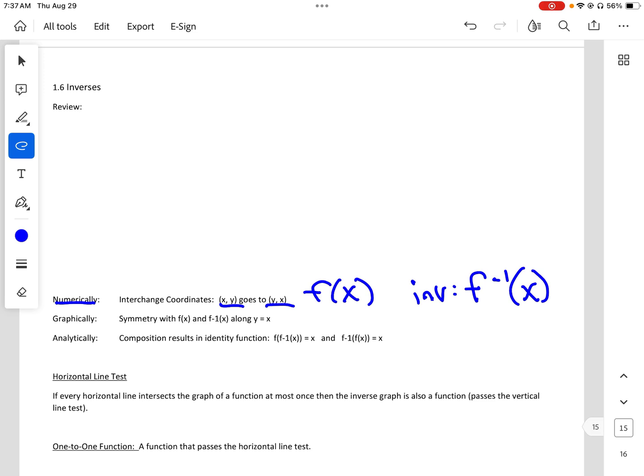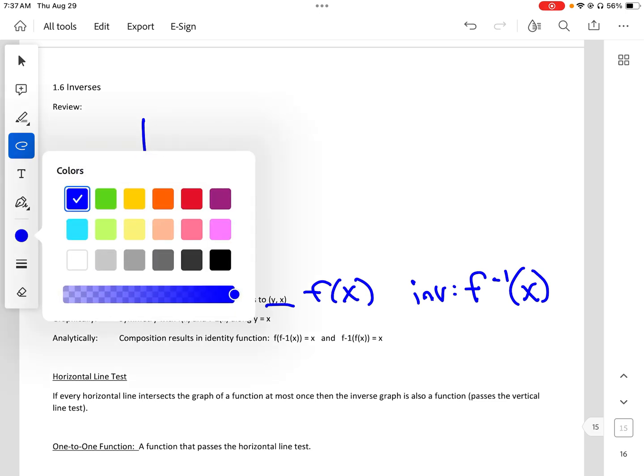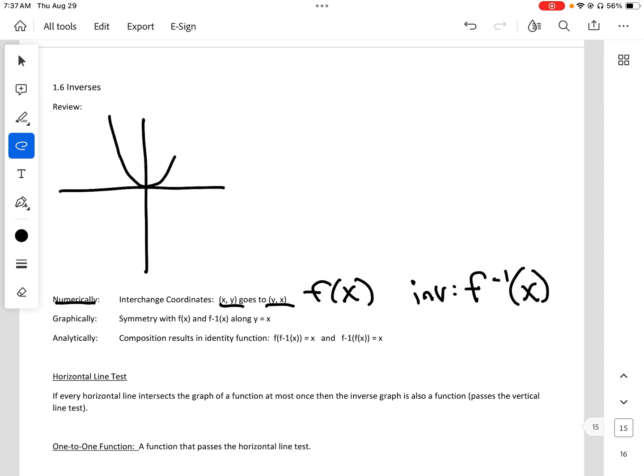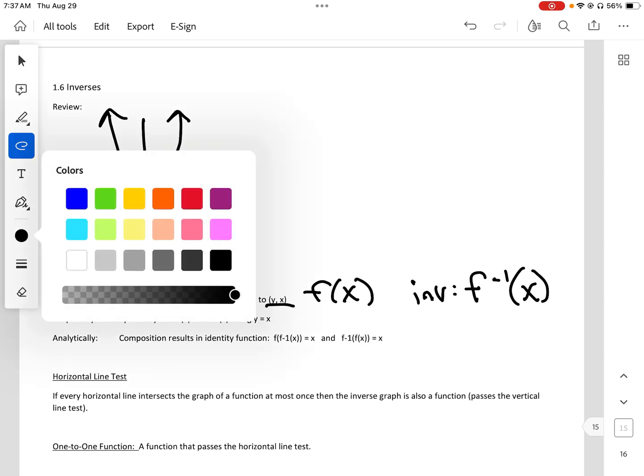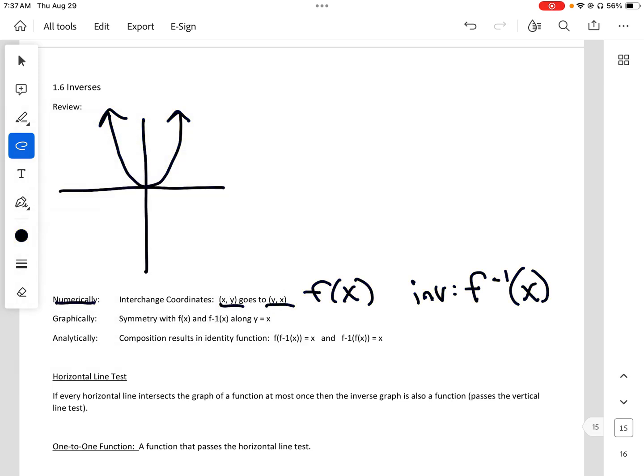Whenever you have a graph, so let's say here's your coordinate grid. If this is your function, I guess it changes all of it. I was trying to change it separately. Then whenever we do the inverse, it's going to exchange the x for the y. Let's say f of x is x squared.